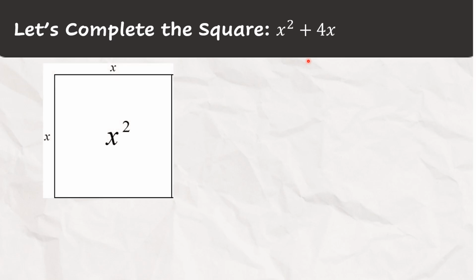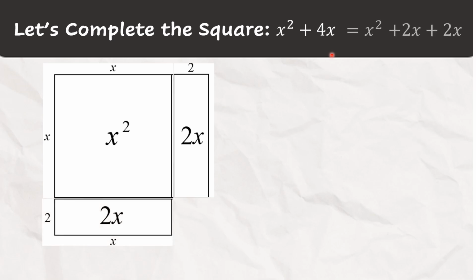So over here, I'm going to use x squared plus 4x to illustrate. Using a diagram, x squared represents the area of the square, where the sides are x times x, which gives us x squared. Now let's take a look at the 4x. I can simply split it to form 2x and 2x.